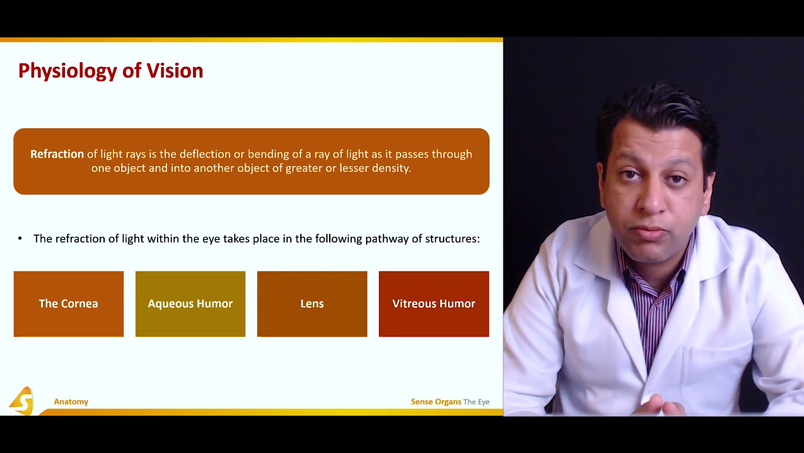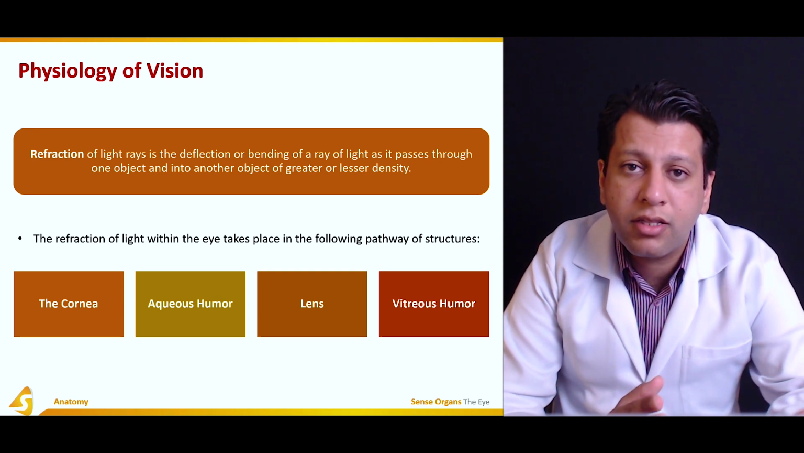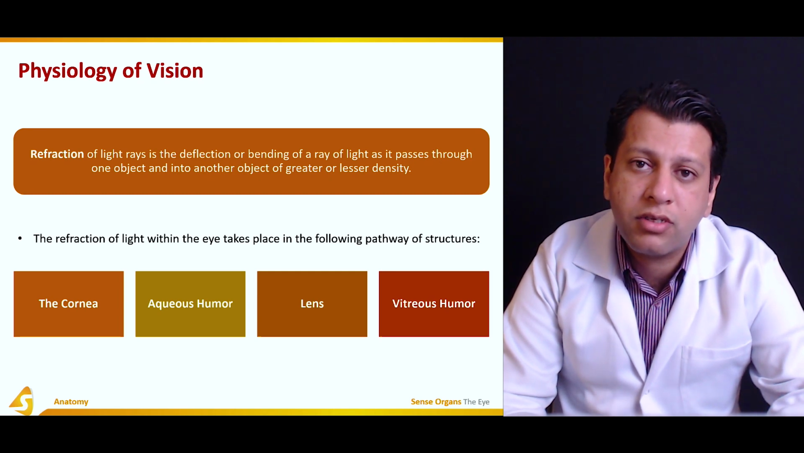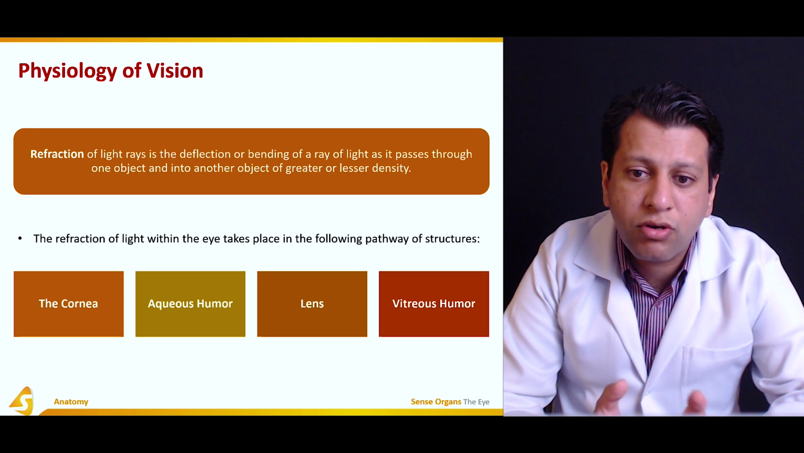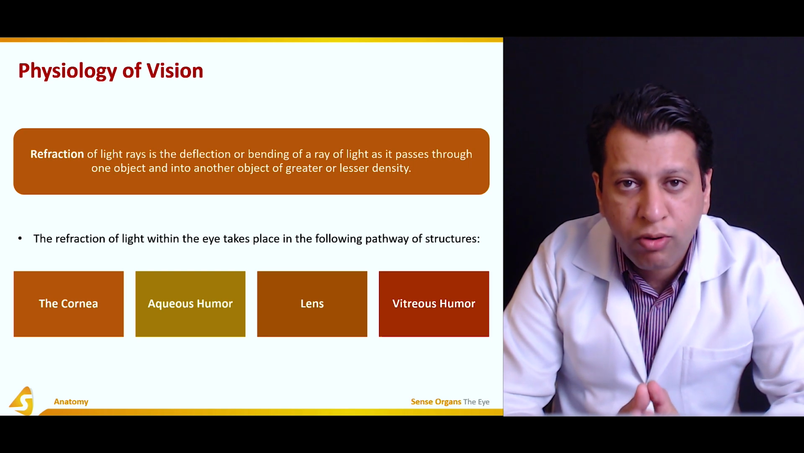Then there is the lens, which can contract and relax and increase the refraction at different rates. And then there is another difference between the lens and the vitreous humor, which also have different densities. So all these are contributing towards the refraction so that an image can be formed on the retina. But the biggest contributor is always the lens.